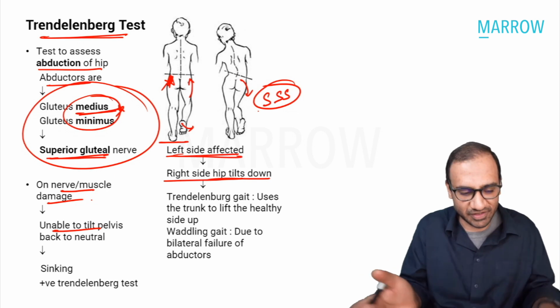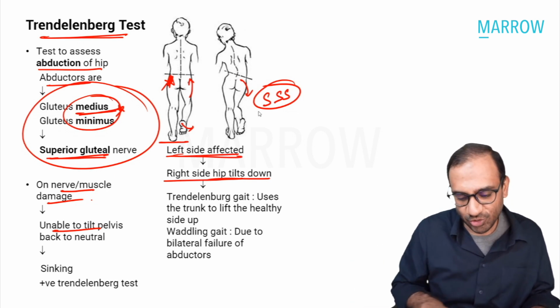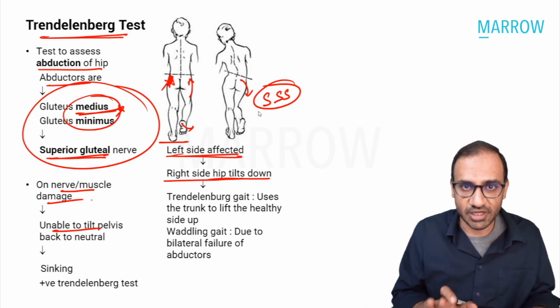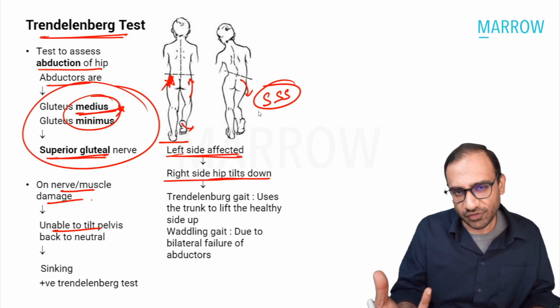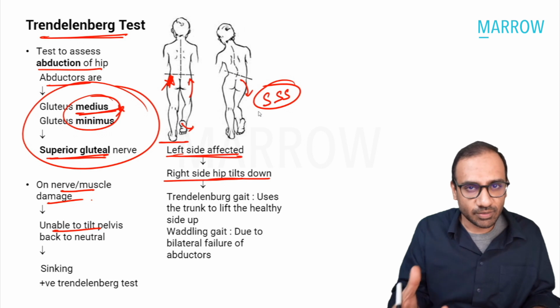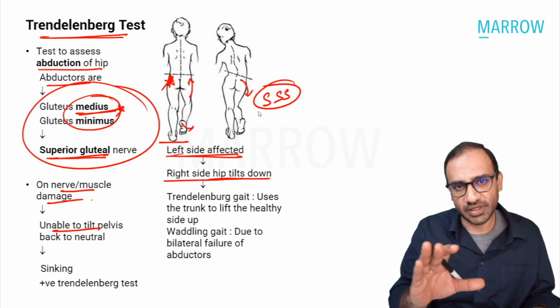We have discussed this. We have discussed this in great detail. I'm sure you would have been able to answer this question. Just understand what the question was asking. If it was asking about foot drop, think of sciatic nerve. If it was talking about Trendelenburg gait, think of superior gluteal nerve palsy.